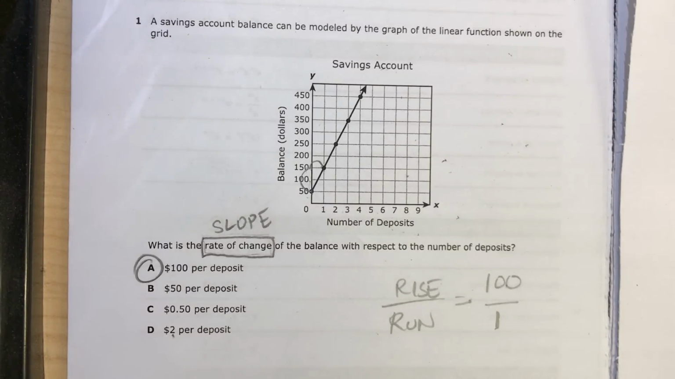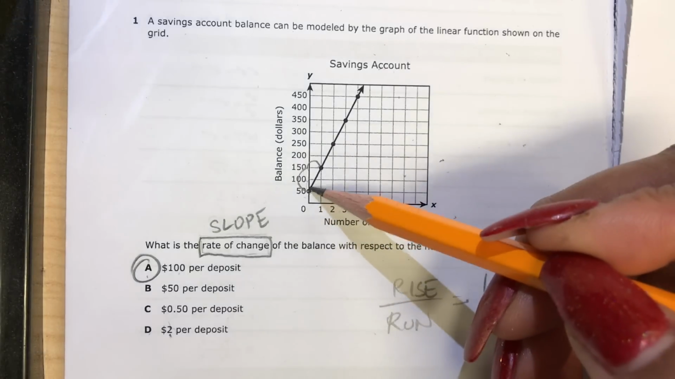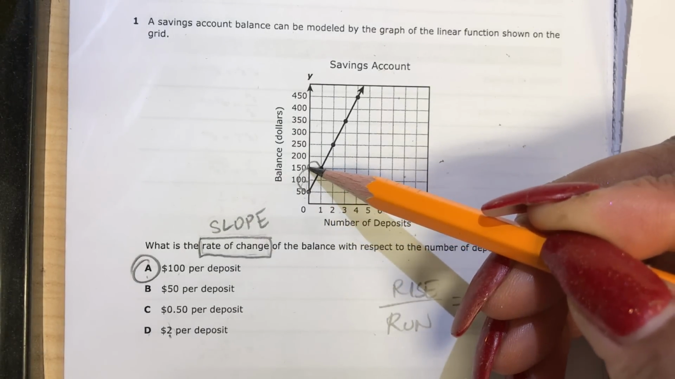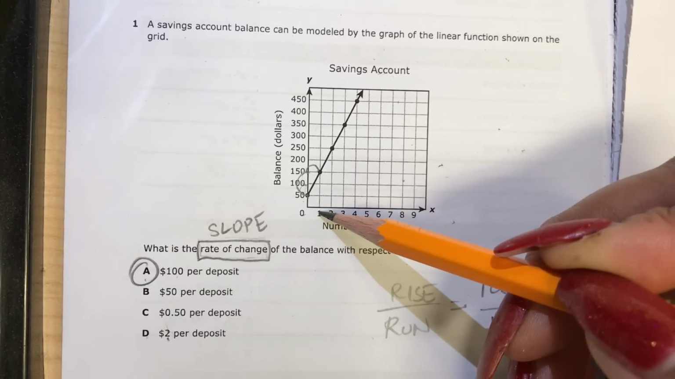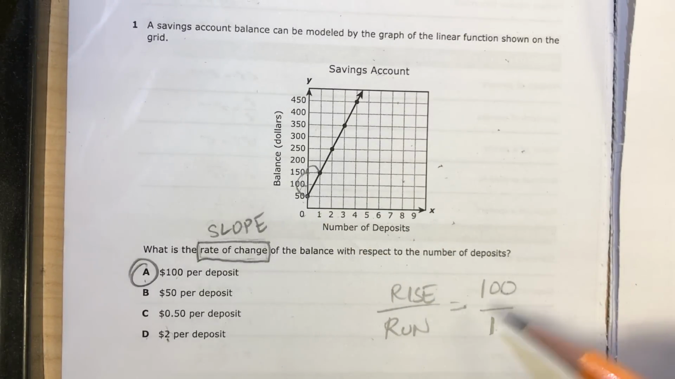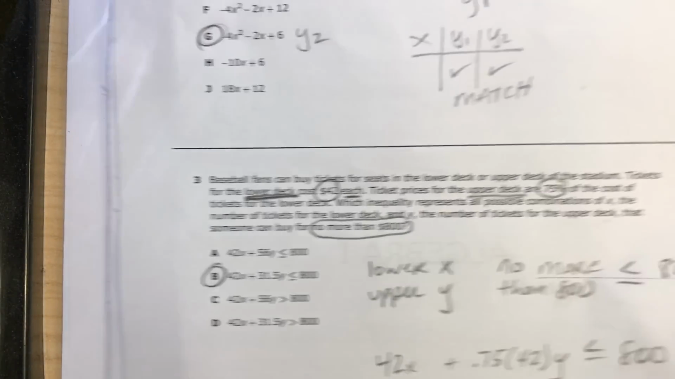Okay, starting with number 1, it says that the rate of change is what it wants. A lot of people thought the answer was D, 2, but the answer is A, 100. That is because you are moving up 100 from 50 to 150 and then over 1 from 0 to 1. Rise over run would be 100 over 1, not 2 over 1. Now let's talk about number 2.